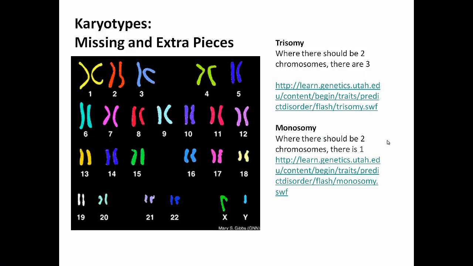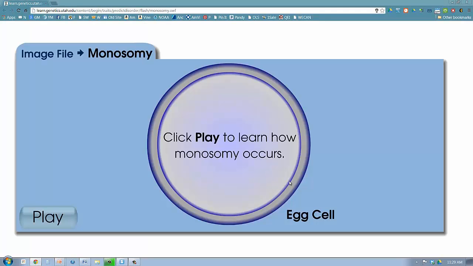Monosomy would be if you are supposed to have 2 chromosomes in a place, but there's actually only 1 there instead. Same animation, except now we're going to see monosomy.